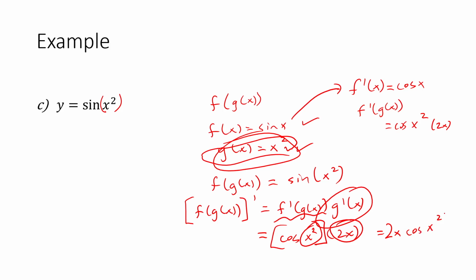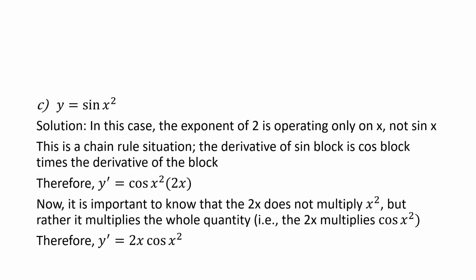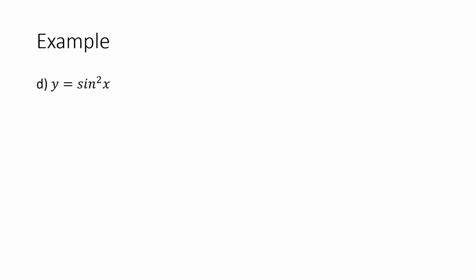So there's a lot of writing there, and it could get a little confusing. So here it is nicely typed out. In this case, the exponent of 2 is operating only on x, not sine x. This is a chain rule situation, so the derivative of sine block will be cos block times the derivative of the block. So the derivative will be cos of x squared times 2x. It's important to know that the 2x does not multiply by x squared, but rather multiplies the whole quantity. So really what we have is 2x cos x squared.